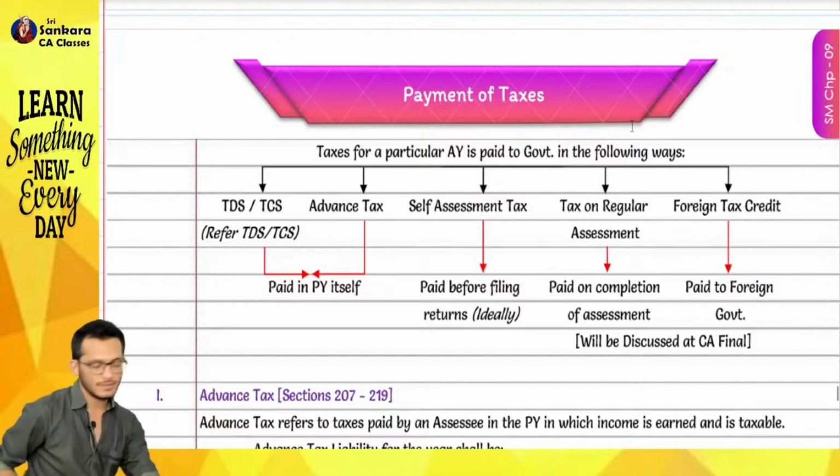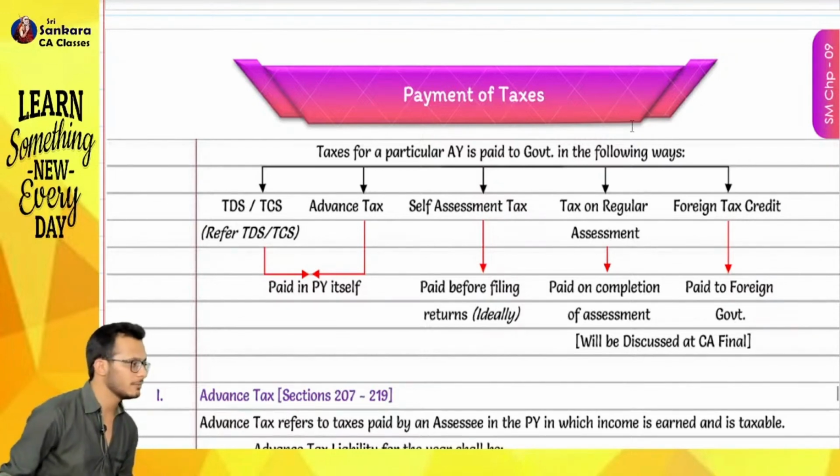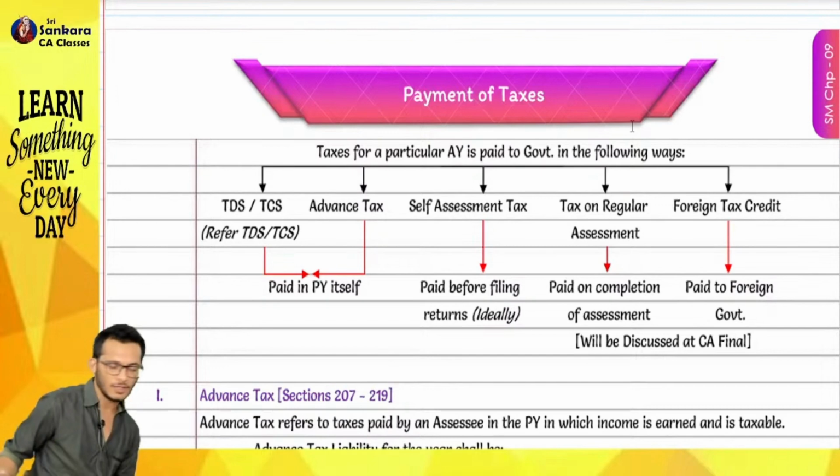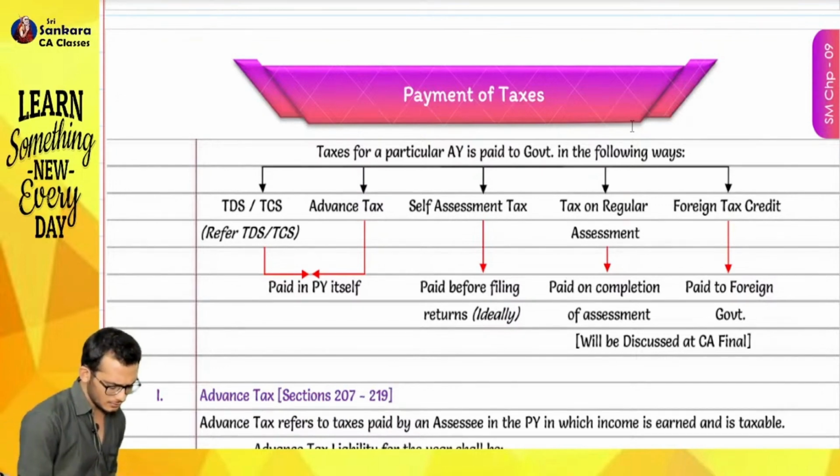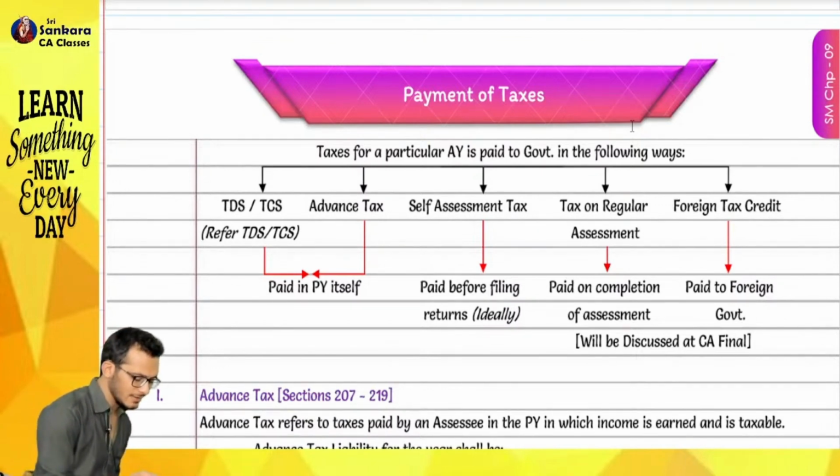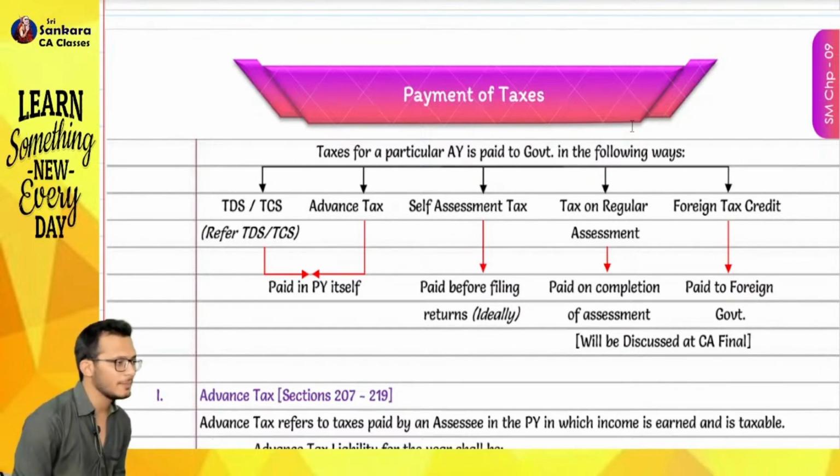Shall we? Yes. Completing the balance small chapters from your exam perspective. First, the smallest chapter from your exam is called payment of taxes. In your ICAI study material or your faculty's classes, I am assuming this would be part of your return filing or part of the TDS chapter.